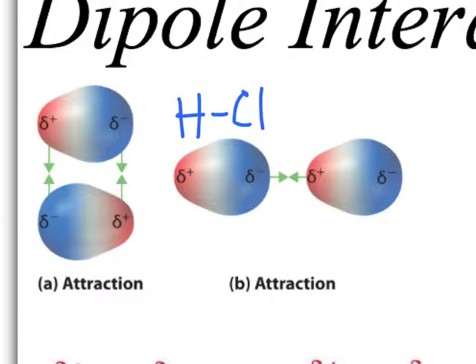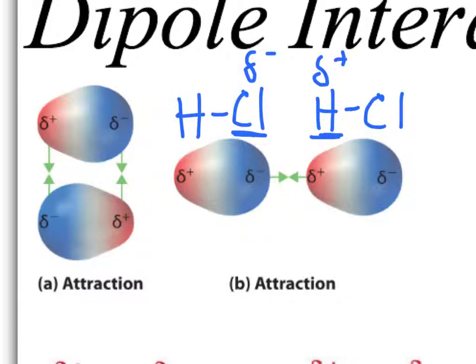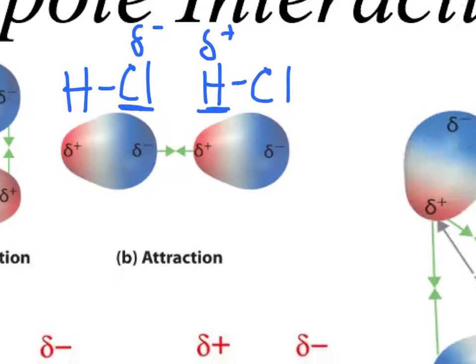So my chlorine would be partially negative, attracted to another HCl. The partially negative chlorine would be attracted to the partially positive hydrogen. It makes sense. It's a plus and minus interaction here. The little negative guy here will go to the little positive guy here. There's nothing that needs to be induced in this case.